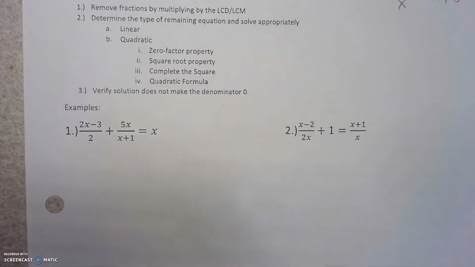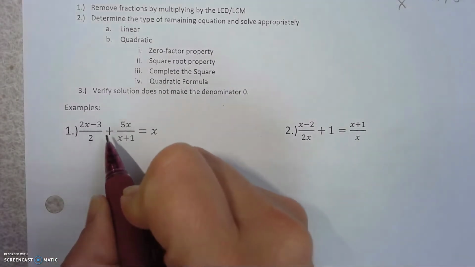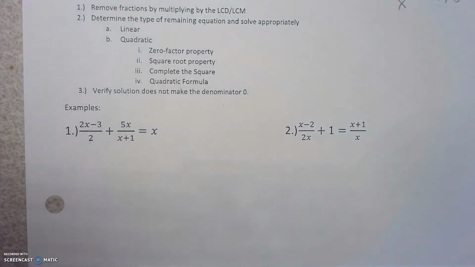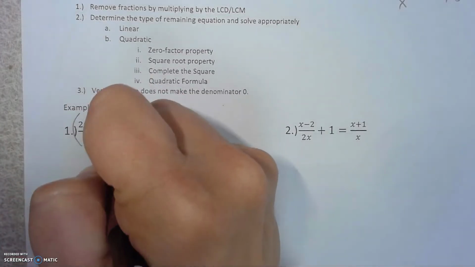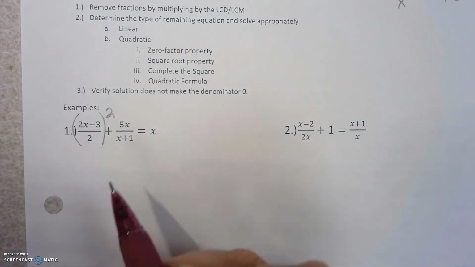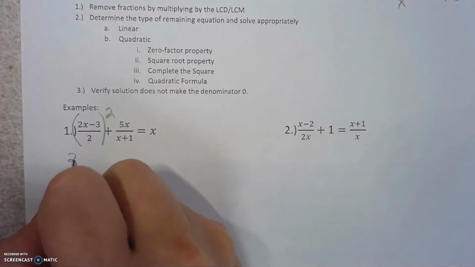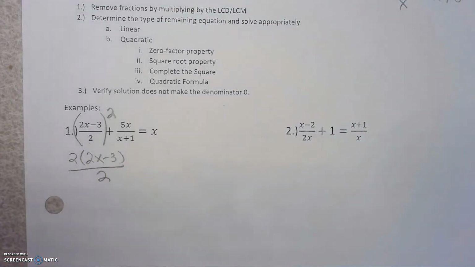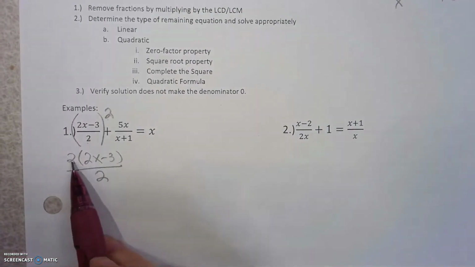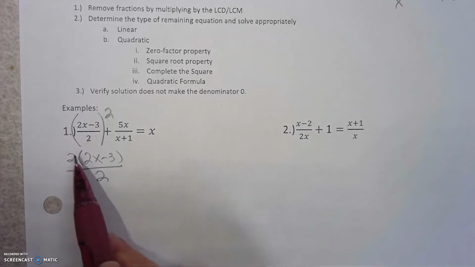To get rid of them, I like to take it one fraction at a time. I ask, what can I multiply by this fraction so that this 2 will divide into something and cancel out? If I multiply this fraction right here by a 2, then this 2 and this 2 will divide out. So it looks like 2 times (2x minus 3) over 2. This is the 2 I'm multiplying by, and this is the original 2 in my problem, so they will divide each other out.